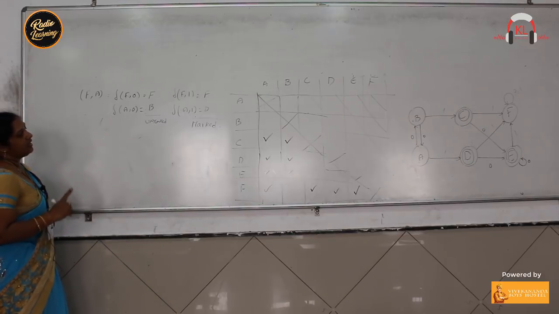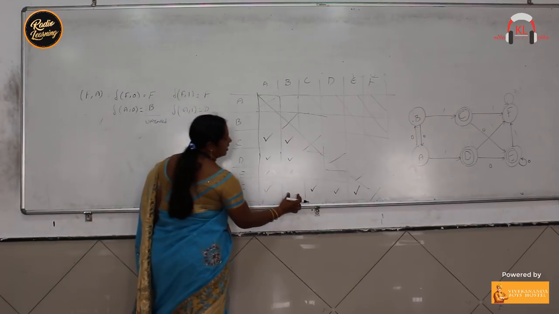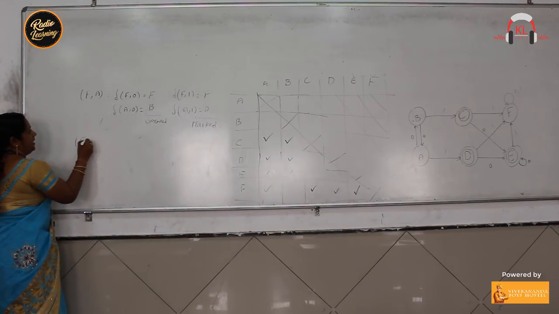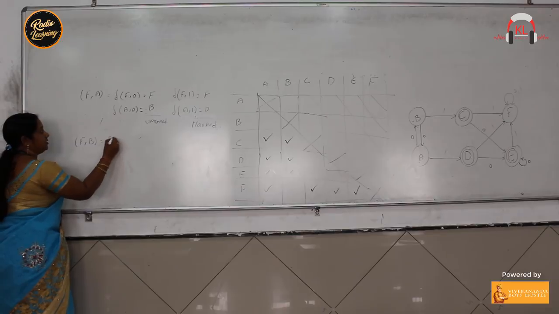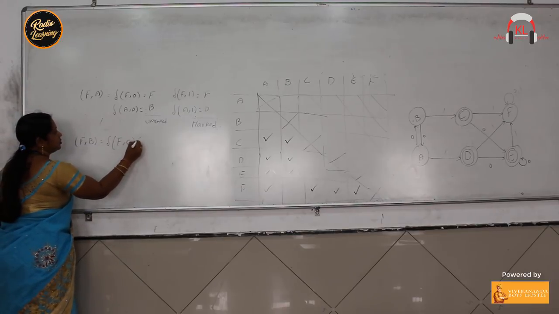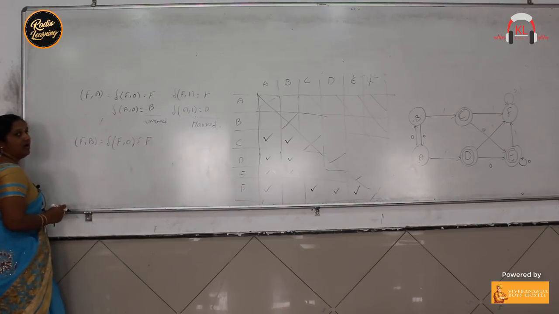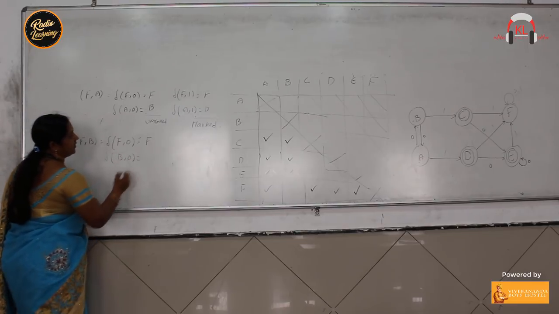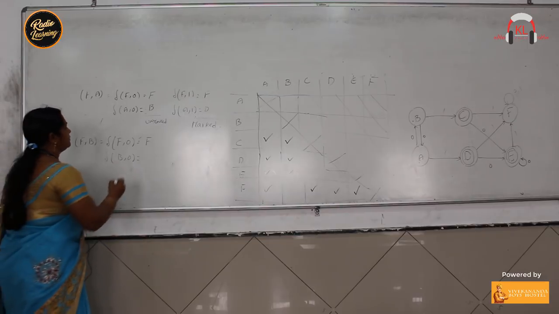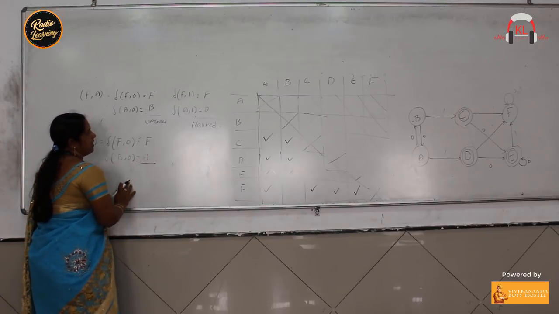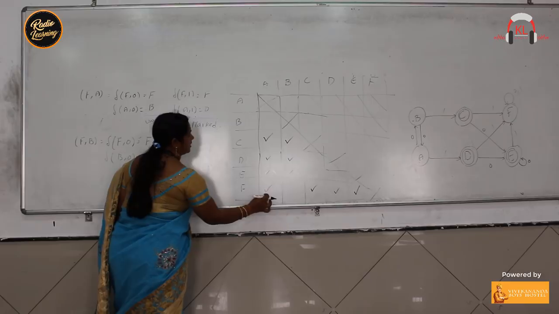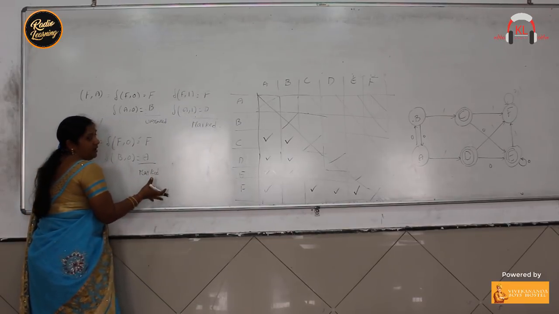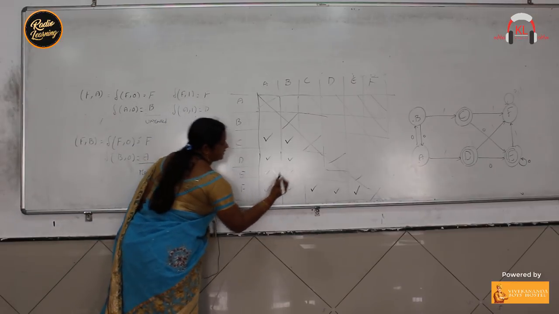Now the only cell left which is not marked is F, B. I am writing here F, B, and applying the same procedure: F, 0. After reading 0, I am moving from F to F, and delta B, 0. B after reading 0, where is it moving? It is moving to A. See the pair F, A. Which is marked. If one is marked, there is no need to see the other one. That's why I am marking this one as it is.